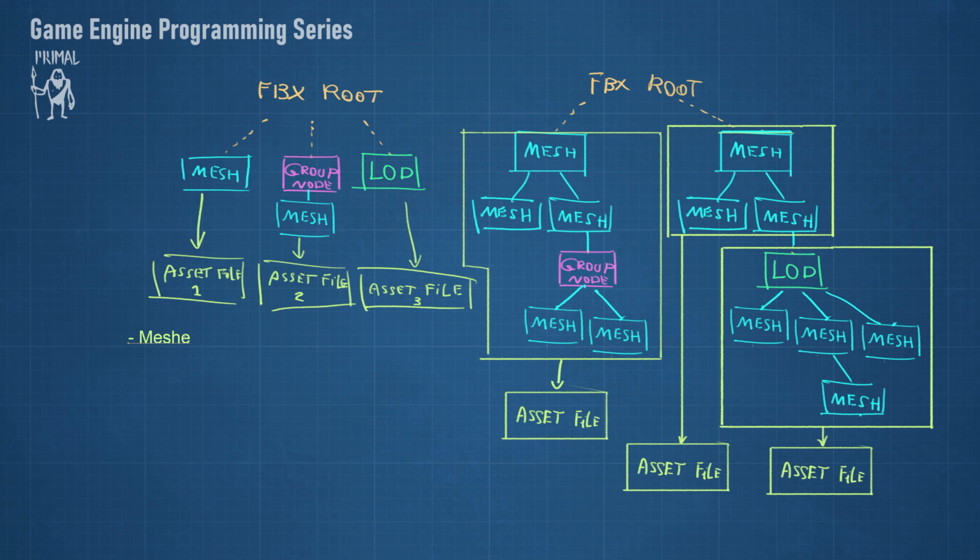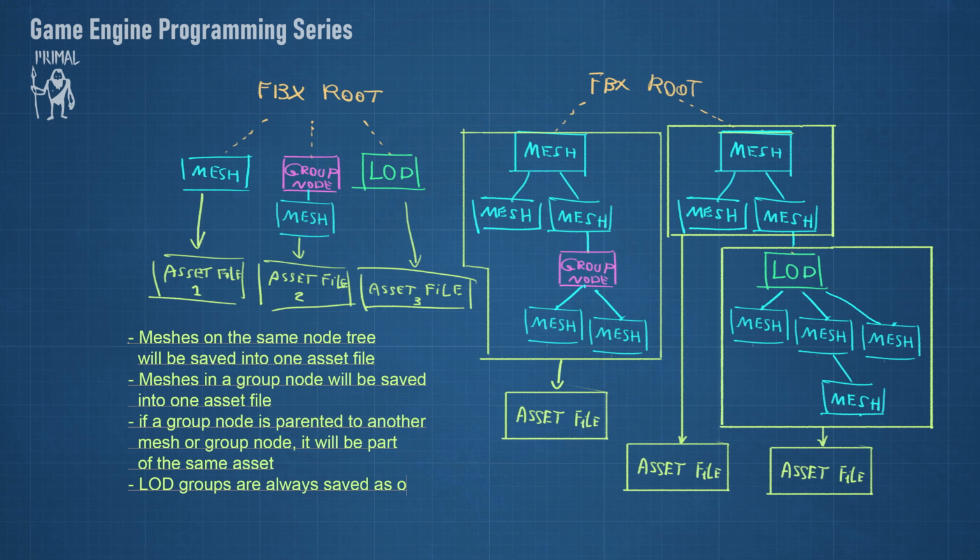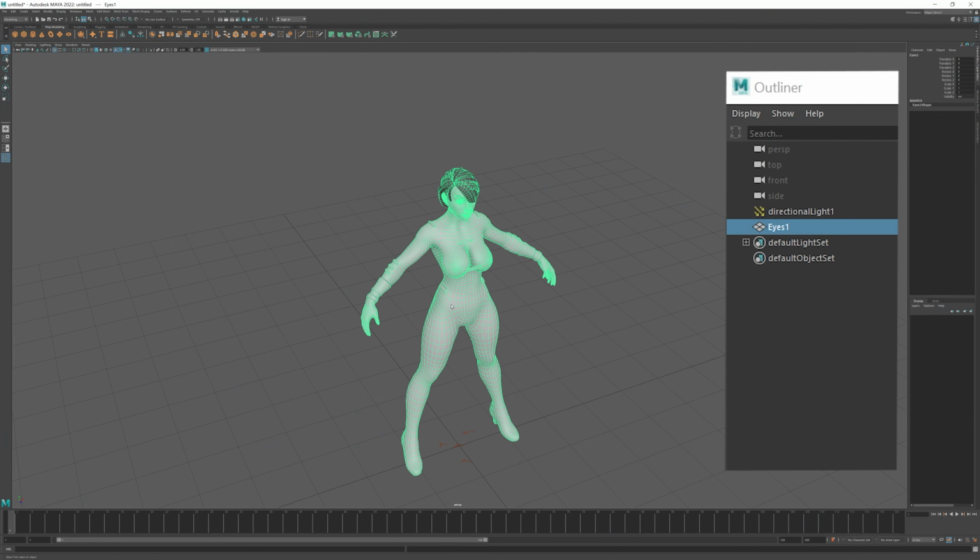To summarize, meshes on the same node tree will be saved in one asset file. Meshes in a group node will be saved in one asset file as well, that is if the group node is the root, otherwise it will be saved as a part of the mesh tree. So if a group node is parented to another mesh or group node, it will be part of the same asset. LOD groups are always saved in a separate asset file, regardless of whether they are parented or not. And finally, we will split meshes into submeshes by material, which brings us back to the model we have here.